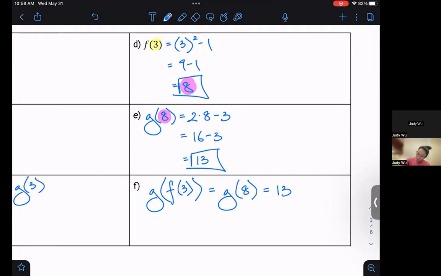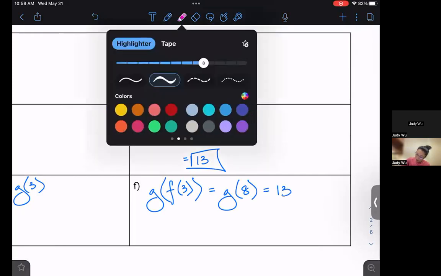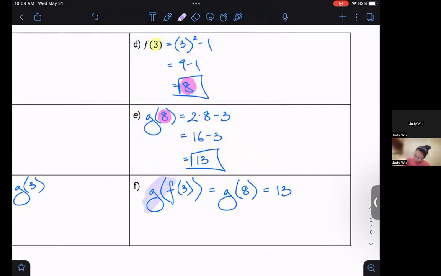So this notation here, and let's get a nice color for this one, this notation is how we say take f of 3 and put that into the g function. So we put 3 into f, and then we take the output of this and we put it into g.